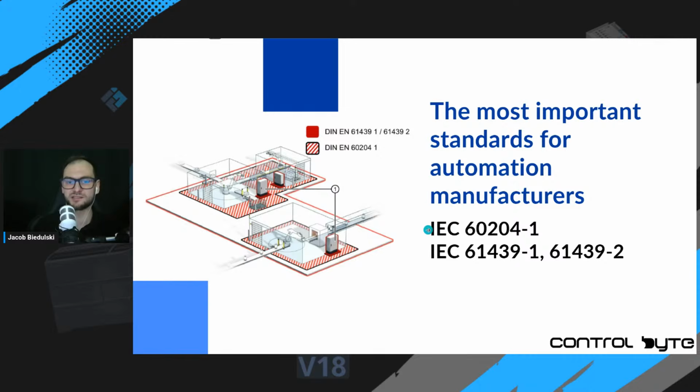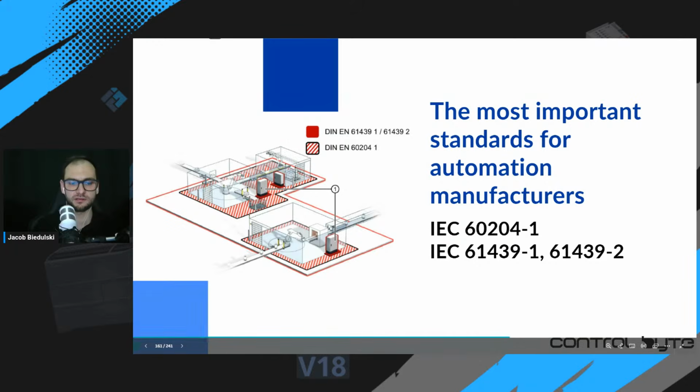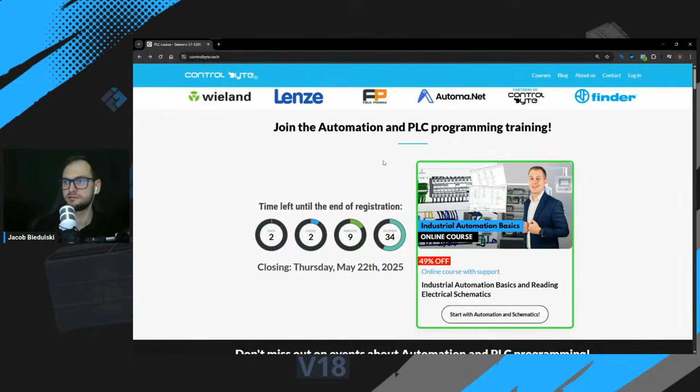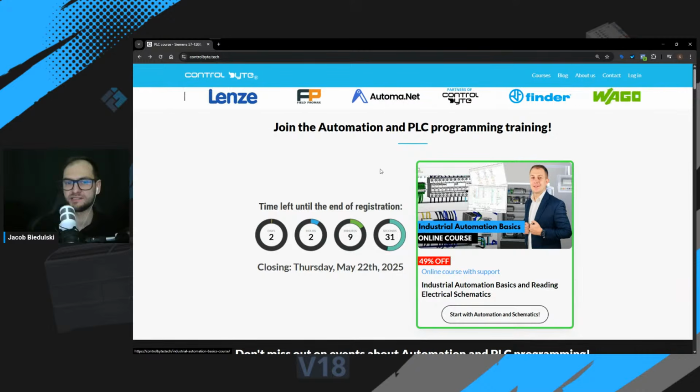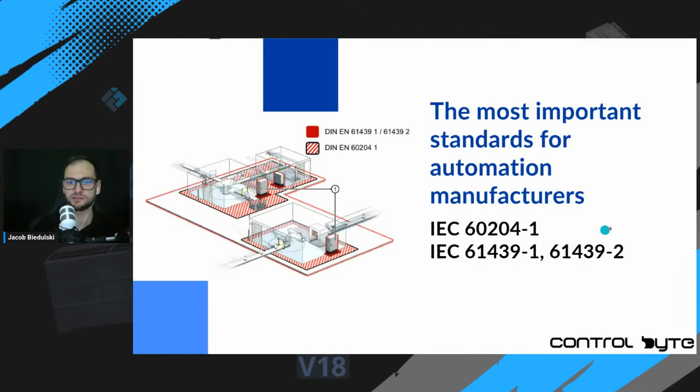Those are two standards, IEC 60204 Part 1. This is the functional description of the machine systems and production lines. And the second one, IEC 61439 Part 1. This is the standard for building control cabinets. So we created a training. This is the training, Industrial Automation Basics, based on those two standards.